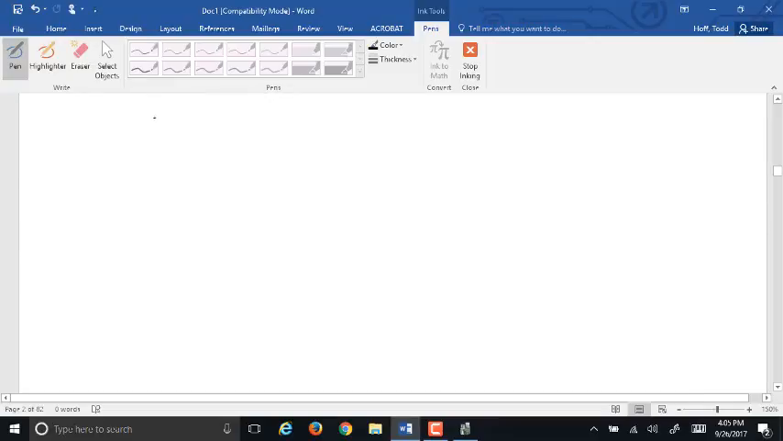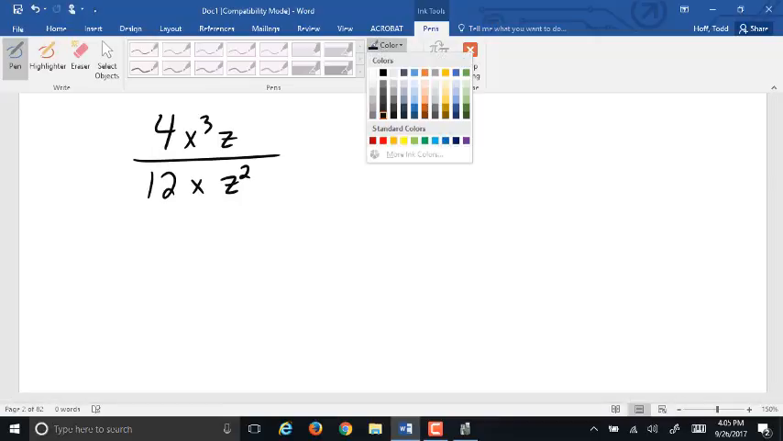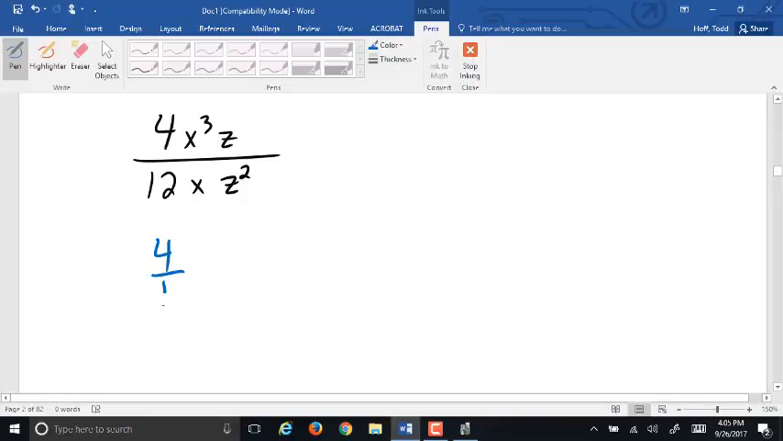If I have 4x to the 3rd z over 12xz squared, I can pull the numbers out and reduce them by itself. 4/12. What can I reduce that by? Both of them can divide by 2. 4 divided by 2 is 2. 12 divided by 2 is 6.